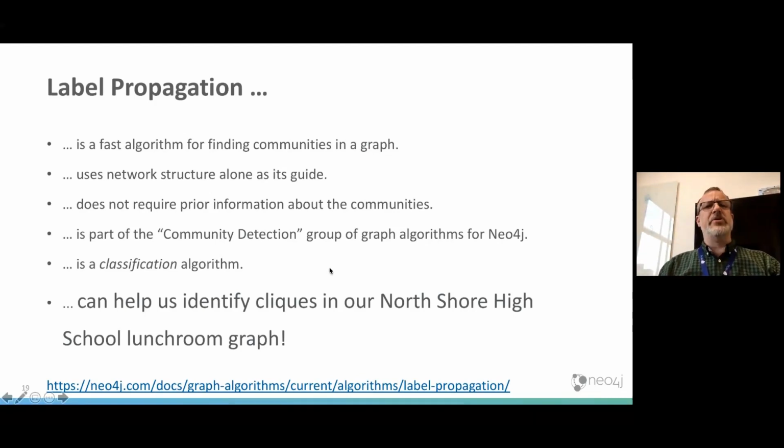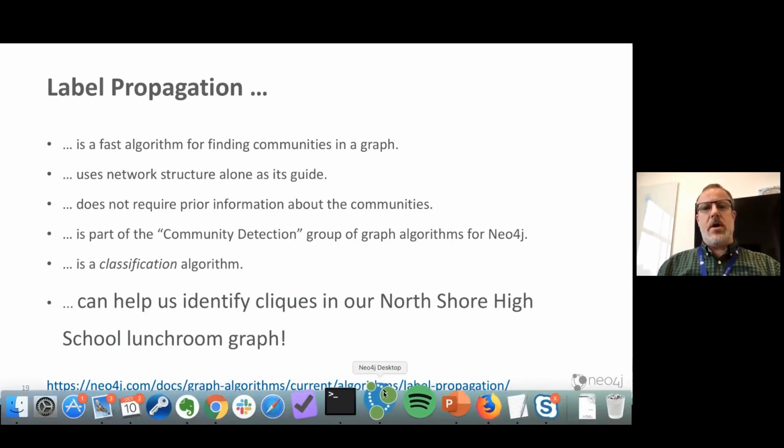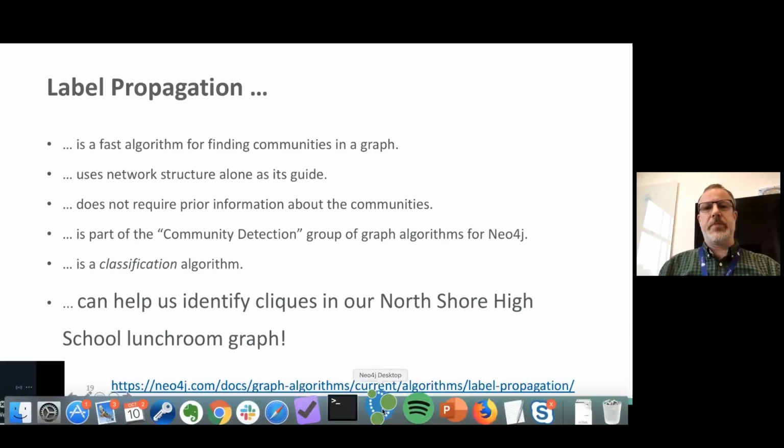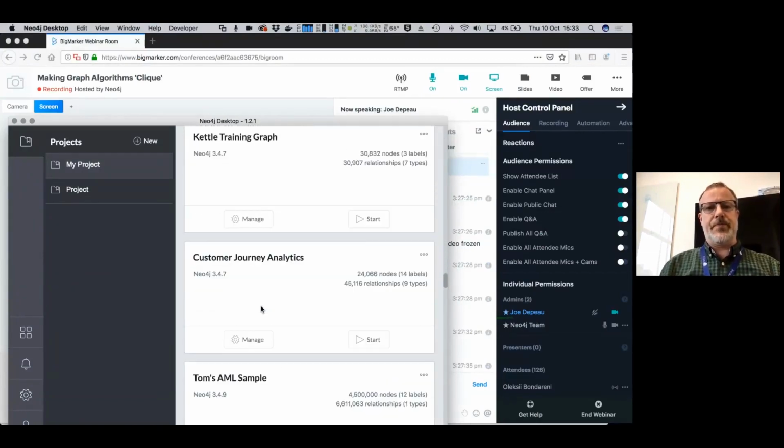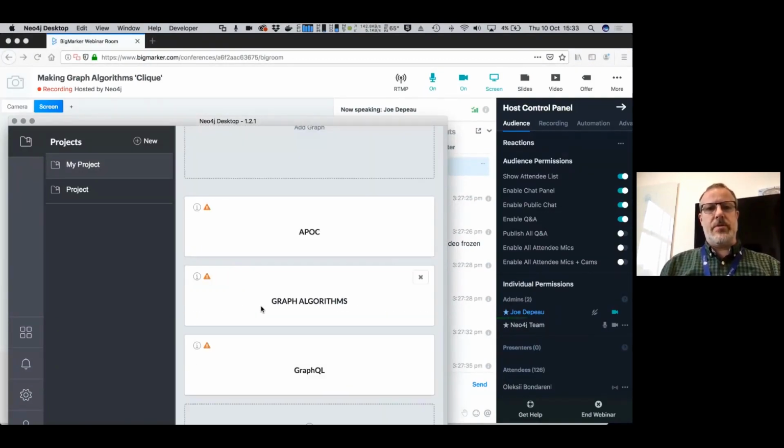This is part of our community detection group of algorithms, as we said before, but this is a classification algorithm. So it's not scoring things, it's classifying things. So we're going to end up with a number of communities that are just defined as community 1, community 2, but each of our nodes will be classified as being a member of that community. And this is how we're going to find cliques in our graph. So first, I have to restart my database, which shan't take very long.